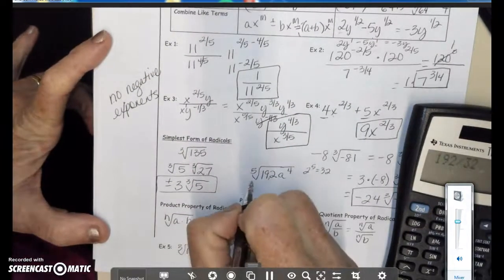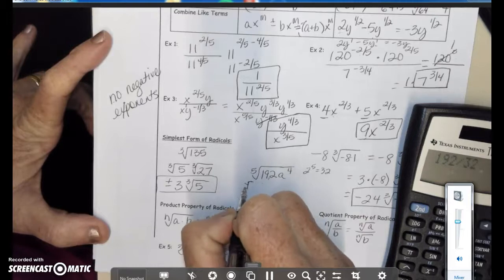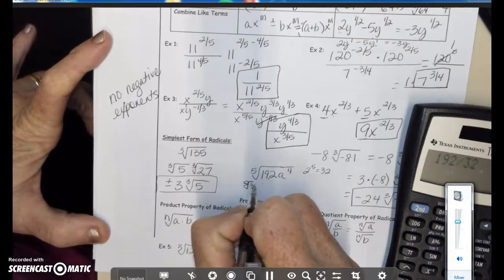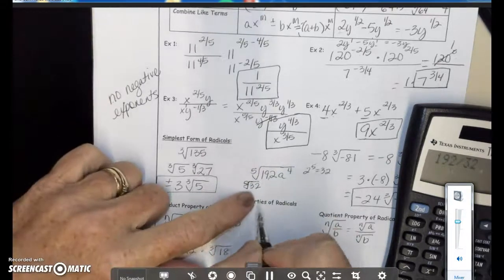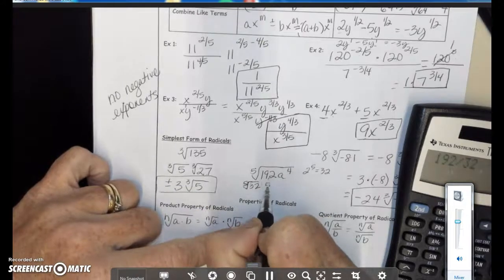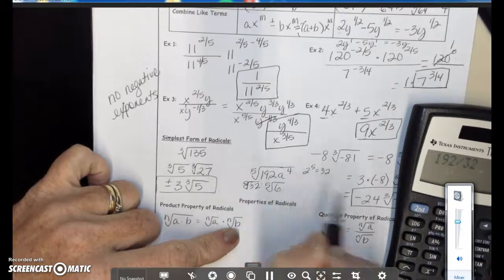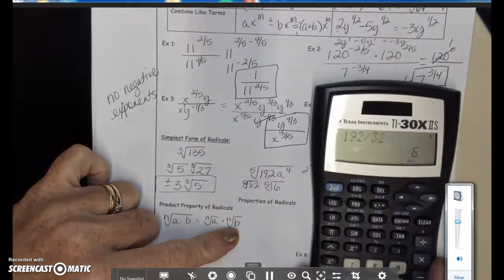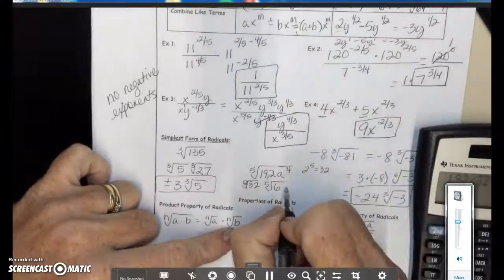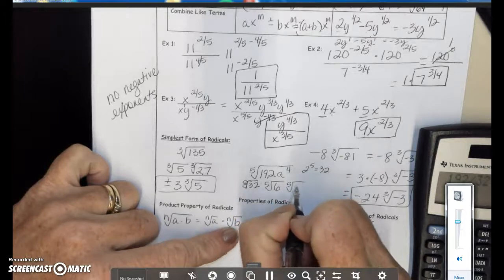I know that my 5th root of 32, that's going to give me an answer of 2. And then I would have the 5th root of 6 left over, because we just determined that 32 times 6 is 192. And then I've got a to the 4th inside.